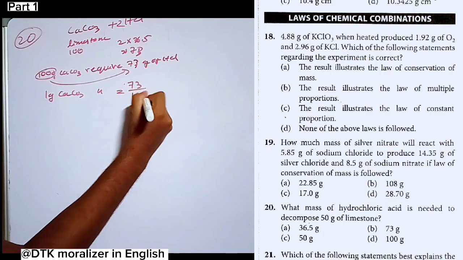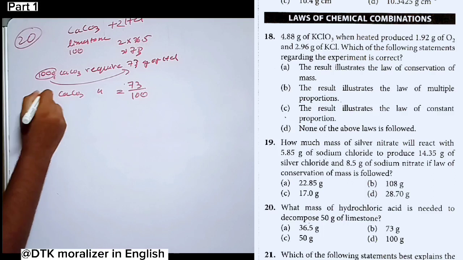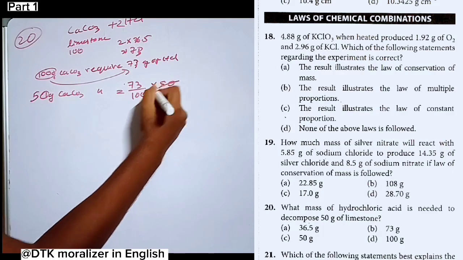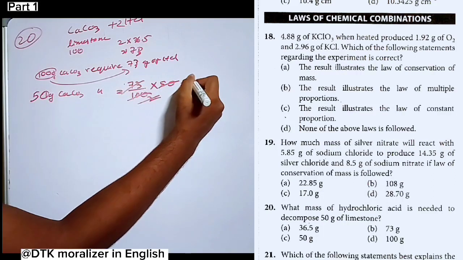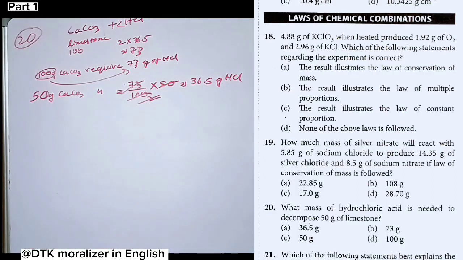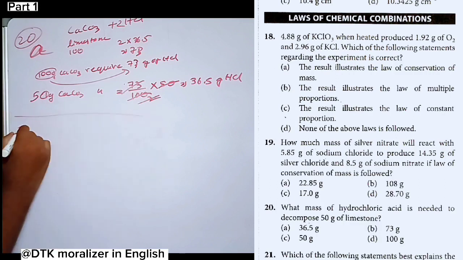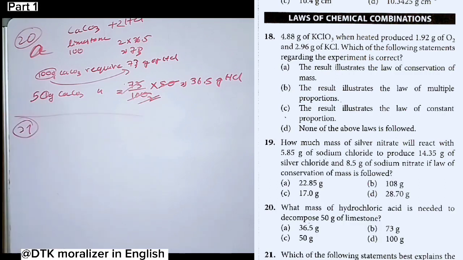So 1 gram of calcium carbonate requires 73 by 100, and for 50 grams, multiply by 50. So this is 36.5 grams of HCl needed. As for the options, option A.